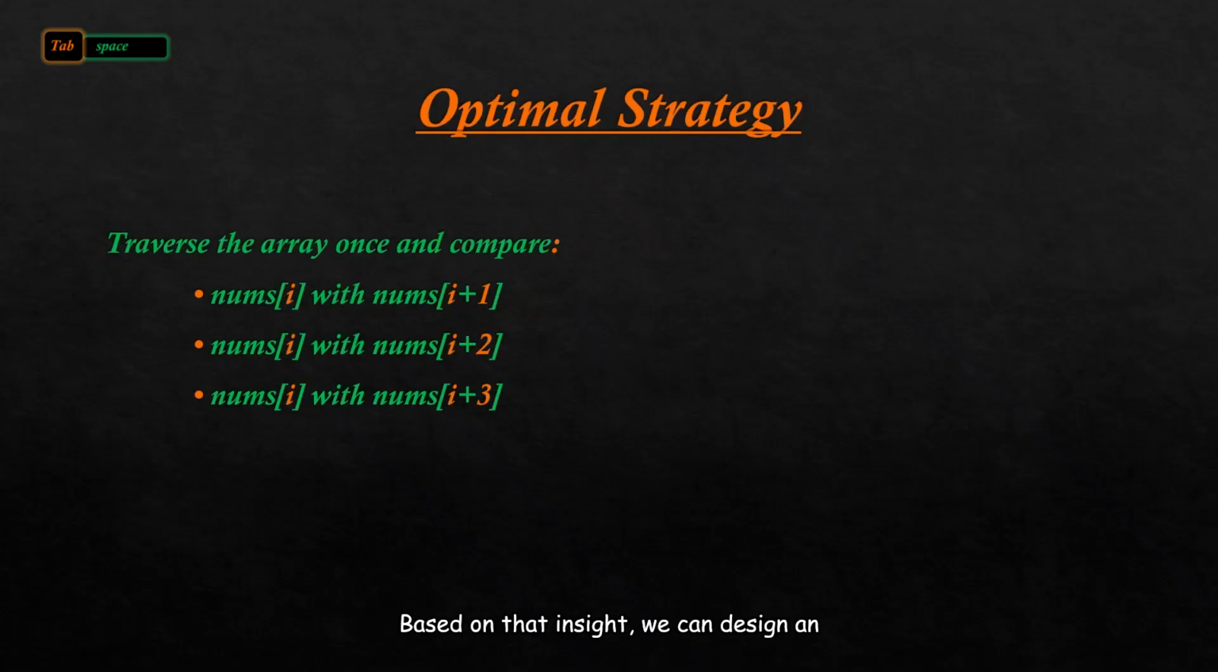Based on that insight, we can design an optimal strategy. We traverse the array once. For each index i, we compare nums[i] with nums[i+1], nums[i] with nums[i+2], and nums[i] with nums[i+3]. If any of these values match, we have found the element repeated n times. This works because duplicates are guaranteed to appear within a small distance.